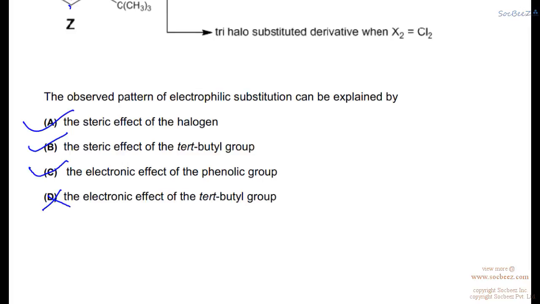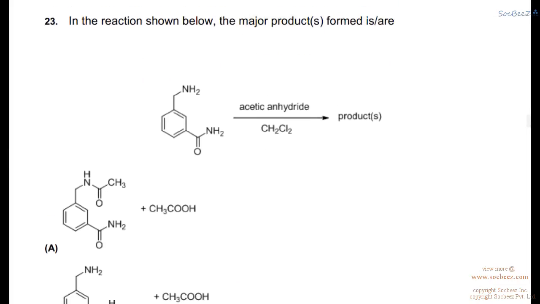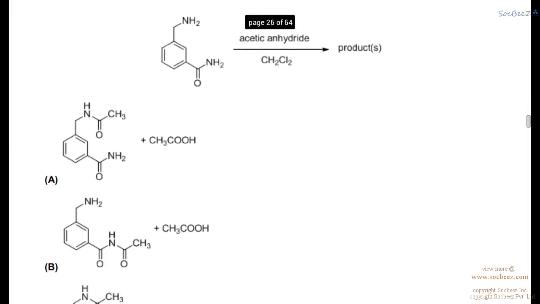Okay, so now let's move on to another question. The question says, in the reaction shown below, the major product formed is R. The main thing that we need to remember for this reaction is that only amines undergo acetylation and not acid amides. So this will not undergo acetylation, only this will undergo acetylation. So the reaction will look something like this.